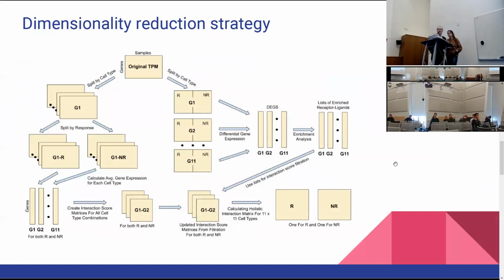And then this is basically our dimensionality reduction strategy for going from our large data set down to these networks of cell-to-cell interactions. So basically, we start with our original transcripts per million matrix up at the top, and we go down two different paths. The first path was AIM1, where we created the interaction scores. So we split by cell type, so we had 11 different clusters based on our clustering from the T-SNE. And then we split by response, so we had 22 groups of responders and non-responders.